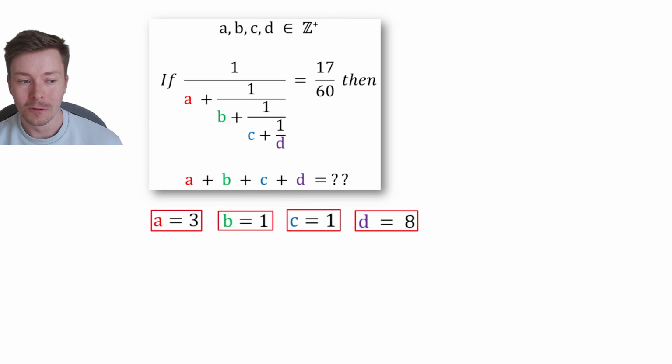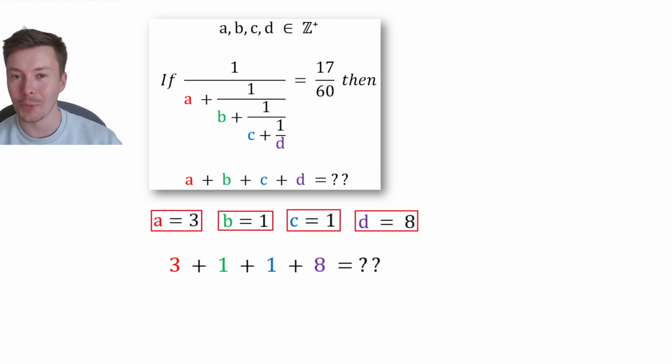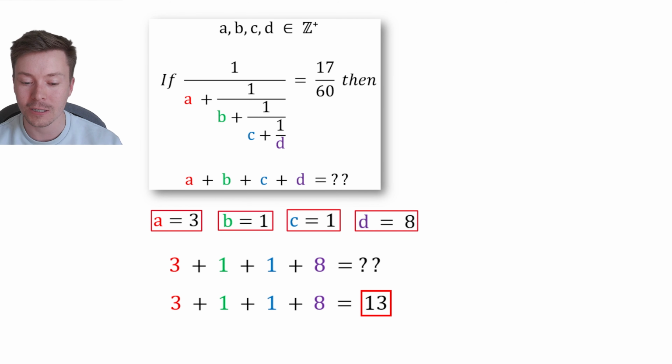So we're going to get rid of everything from the screen, make it all really clear. We've got A is 3, B is 1, C is 1, D is 8. We're going to do a bit more substitution, plug it all in. 3 plus 1 plus 1 plus 8. And the final answer is 13.